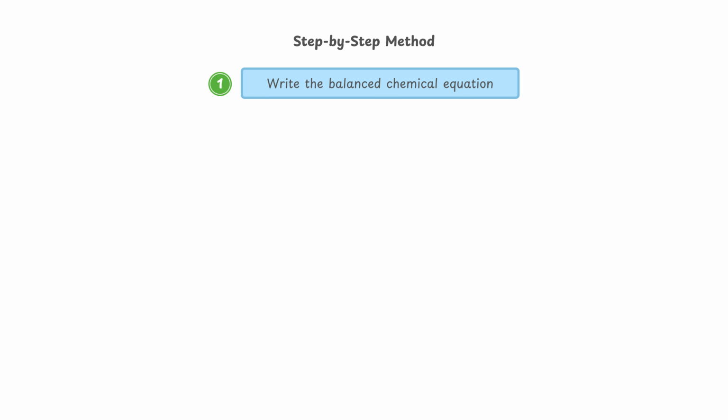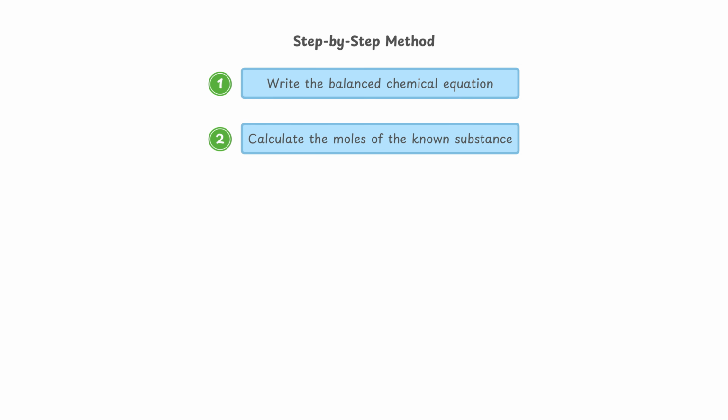Here's the exact method you should follow every time. Step 1. Write the balanced chemical equation. This gives you the mole ratio between the acid and the alkali. Step 2. Calculate the moles of the known substance using concentration multiplied by volume. Be careful. Your volume must be in decimeters cubed, not centimeters cubed.